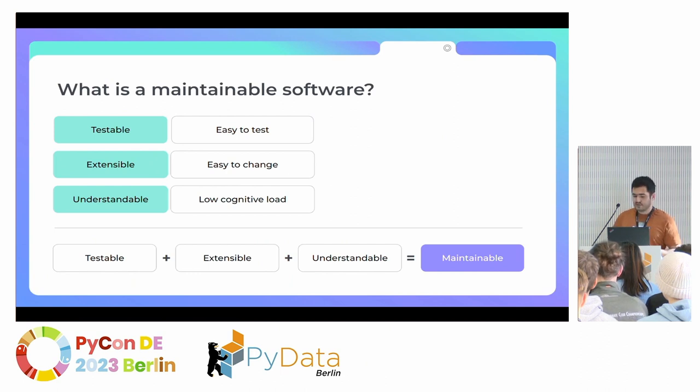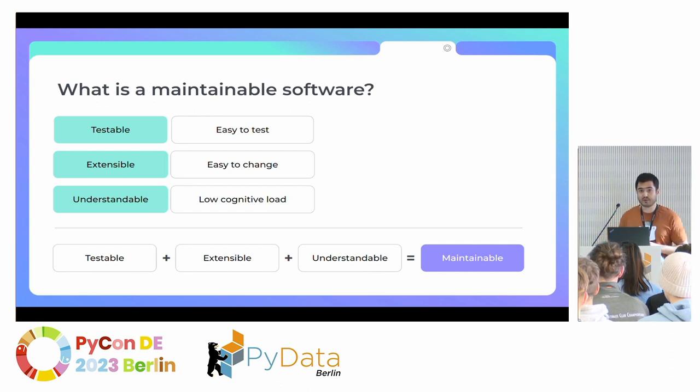The next question is, what is maintainable software and how to ease this process? Maintainable software is a combination of testable, extensible, and understandable software, but you can add other "-ables", like observable software and other stuff also. So what is testable? If the software is easy to test, it is testable.